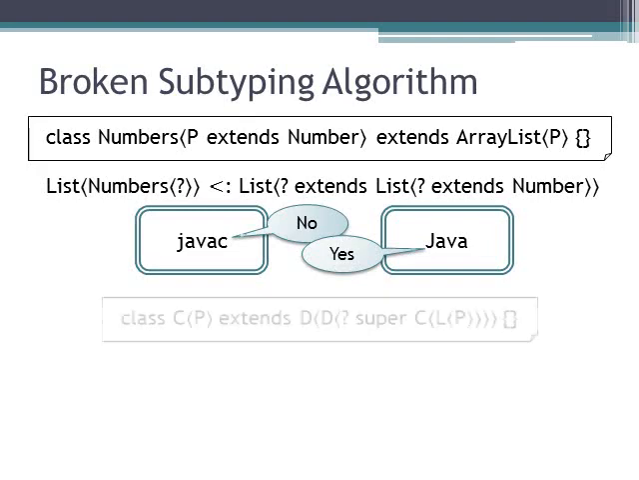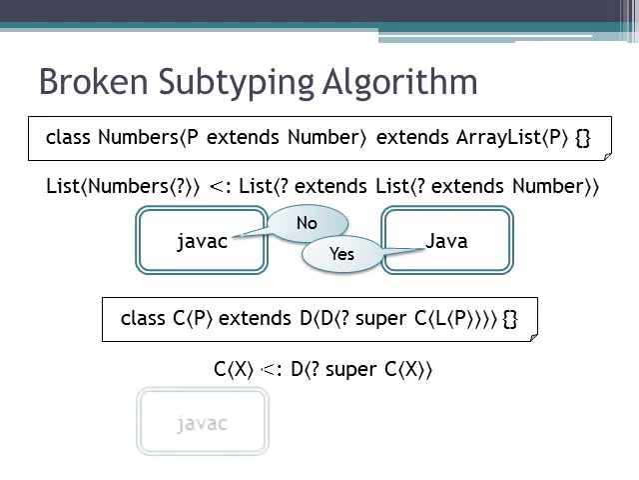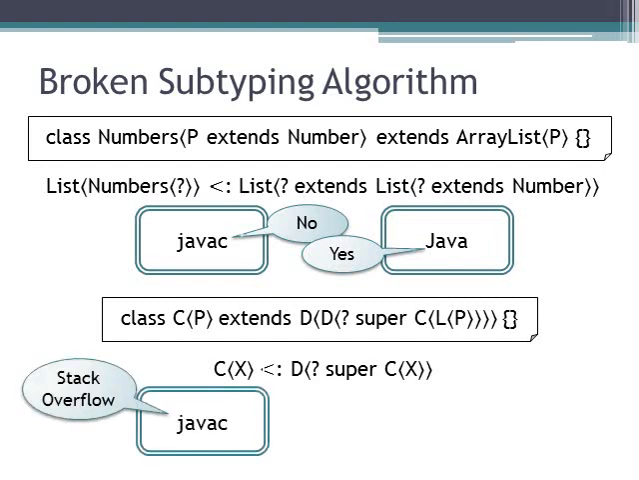Another interesting program is this class here, which I won't really give any intuition for because it's rather bizarre, but now we're going to consider, okay, is C<x> a subtype of D<? super C<x>>? And again, type up a little program to ask the Java compiler, and what it'll say in this case is StackOverflow. It won't even give you an answer, it just crashes. So clearly, this answer is wrong.